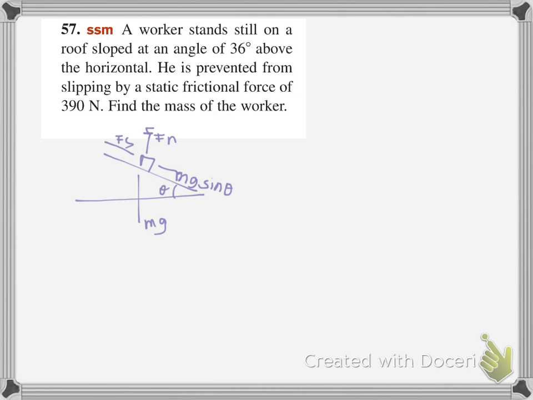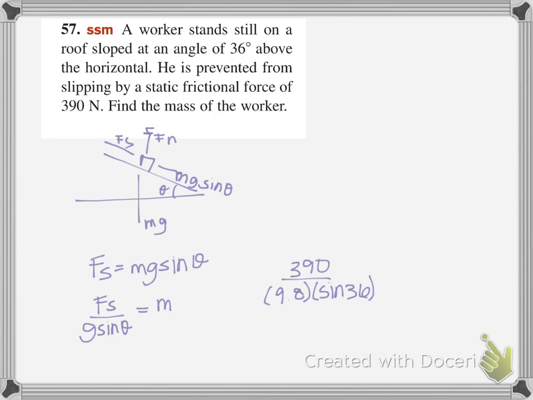So now, because you know that your static frictional force is the only one acting on the x, you can say that your static frictional force is equal to mass times gravity times sine of theta. Now, when you solve for m, you see that m is equal to your static frictional force over g sine theta, and you can just plug in values and see that your mass of the worker is 68 kilograms.